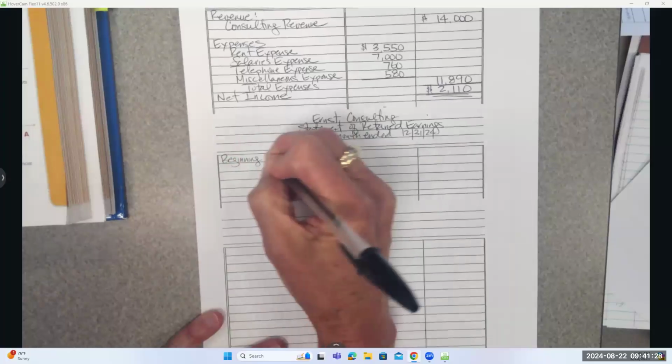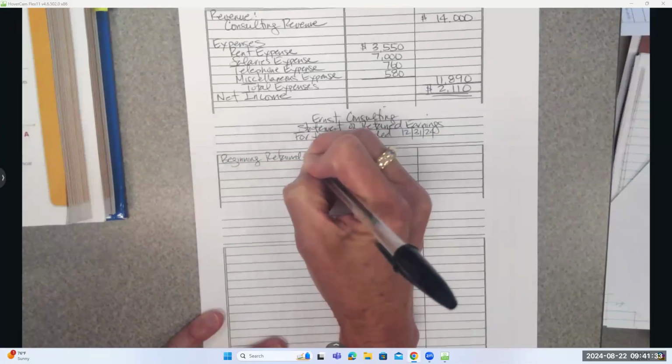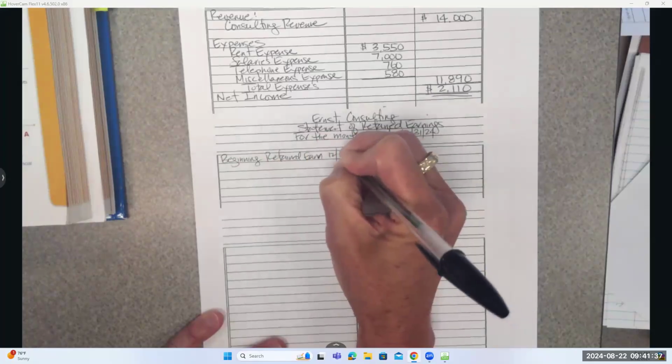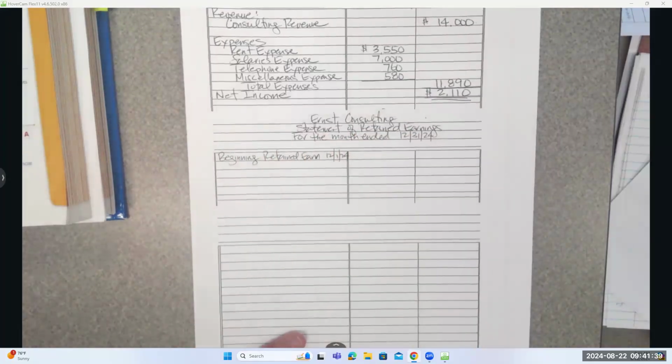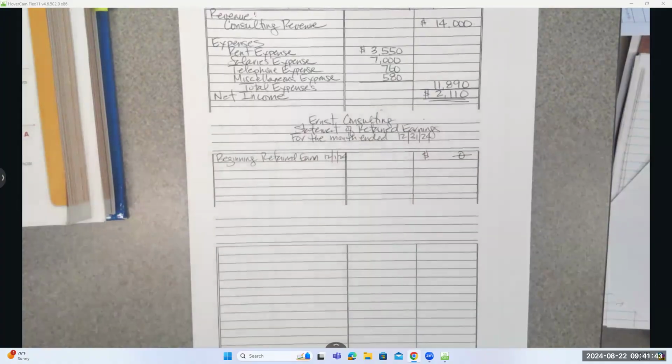We will start with beginning retained earnings, or we can put the date 12/1/14. Well, a new company will have 0 retained earnings. We cannot acquire retained earnings. We have to accumulate it over time.